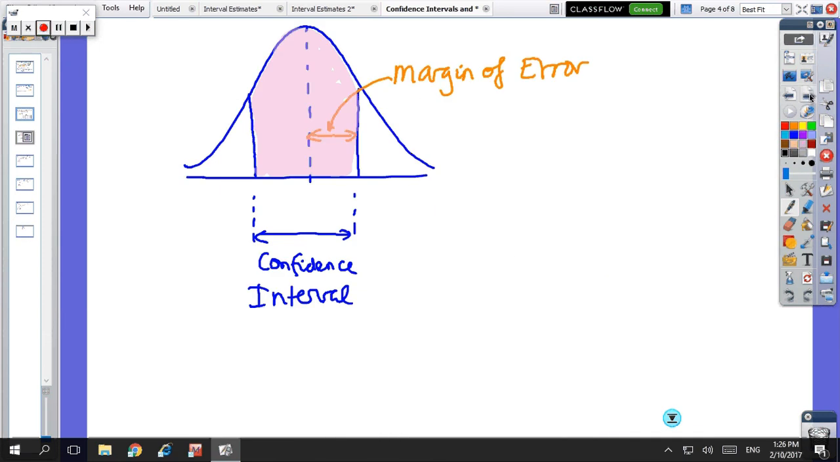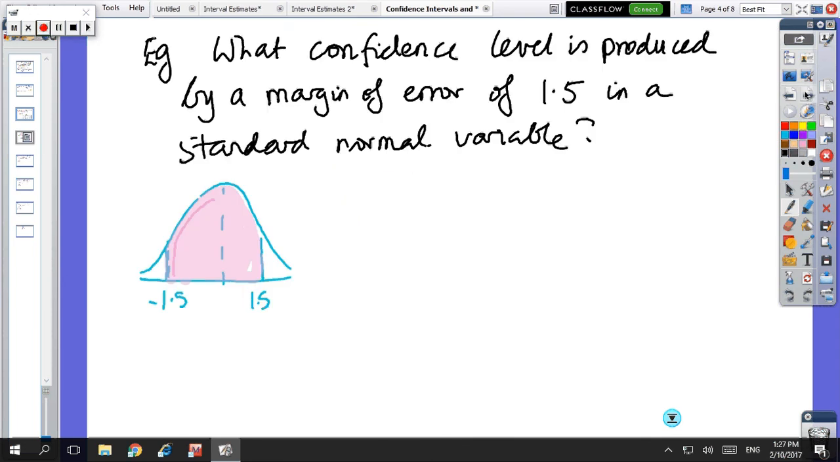Okay, so just some more definitions. The margin of error is the distance from the Z-score to the mean, so that's called the margin of error, and the confidence interval is the distance across the bottom from one end to the other. So those are two different things. Margin of error is just from one side to the mean, to the middle. Copy that and come across.